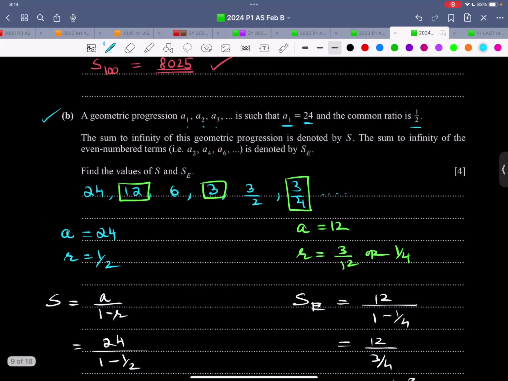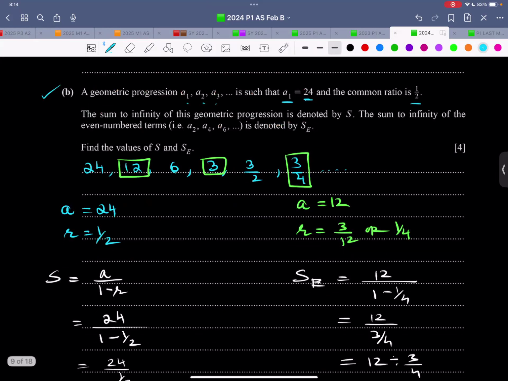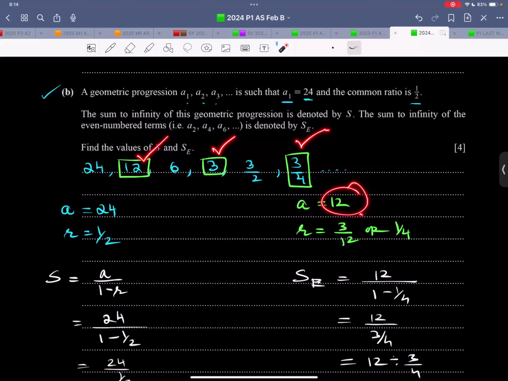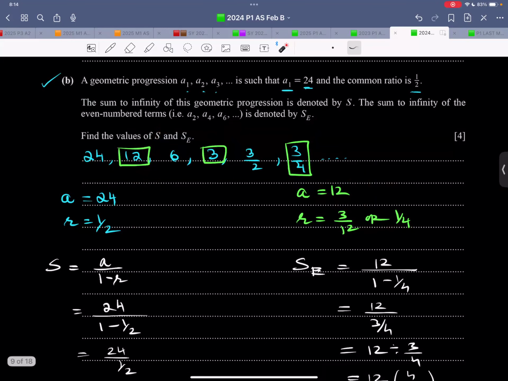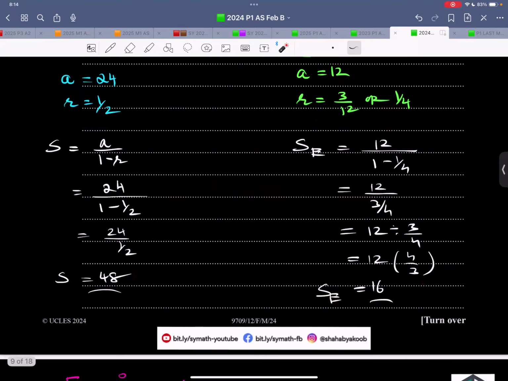Nothing special. A geometric progression is such that the first term is 24, common ratio is half. The sum to infinity is denoted by s. The sum to infinity of the even numbered term is denoted by se. Find the values of s and se. Again, nothing special. So now over here, the first term is 24. Common ratio is half, 24, 12, 6, 3, 3 over 2, 3 over 4. Now pick the even numbered term. So now the first term is 12. The common ratio between these two is 1/4. Original one, first term is 24. Common ratio is half. Find the sum to infinity.